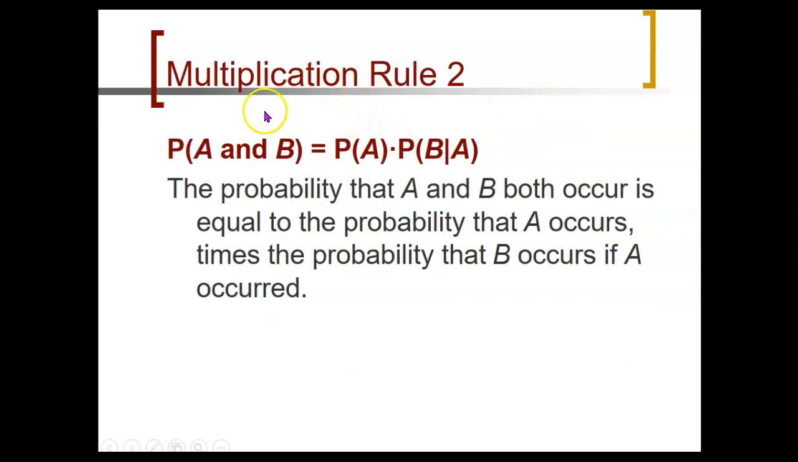Now, multiplication rule 2 that you can use when you're talking about events that are dependent says P of A and B equals P of A times P of B given A. That is, the probability that A and B both occur is equal to the probability that A occurs times the probability that B occurs if A occurred.